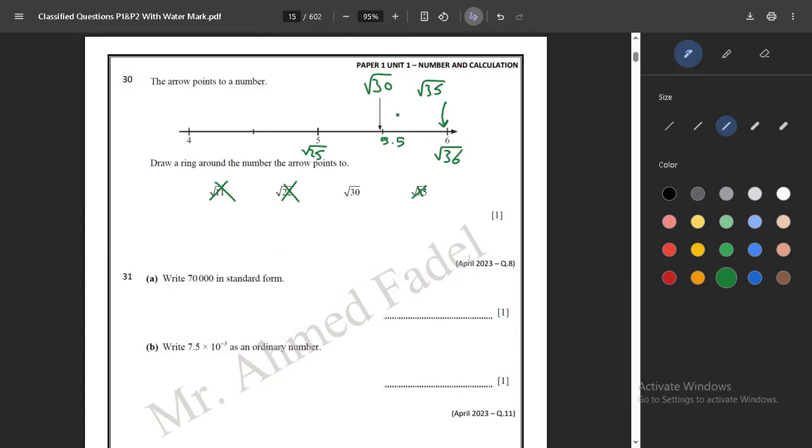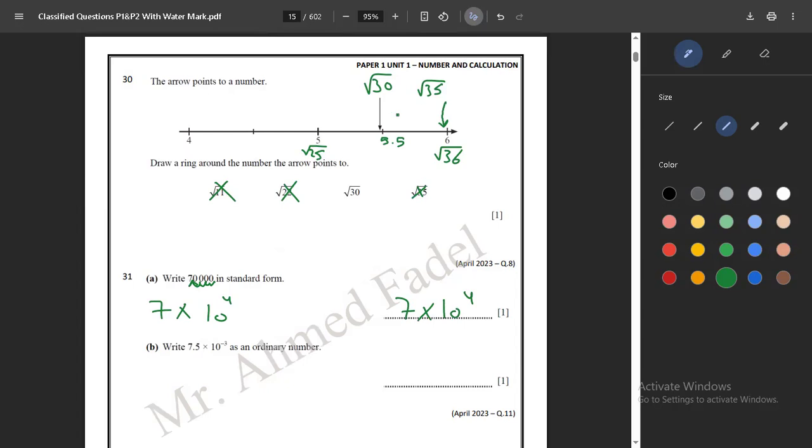Standard form, we agreed here. I'm going to move the decimal point until I make a number that is between 1 and 10, which is actually going to be 7. Multiplied by 10 to the power of, you moved 1, 2, 3, 4 digits to the left. So positive 4. 7 times 10 to the power of 4.